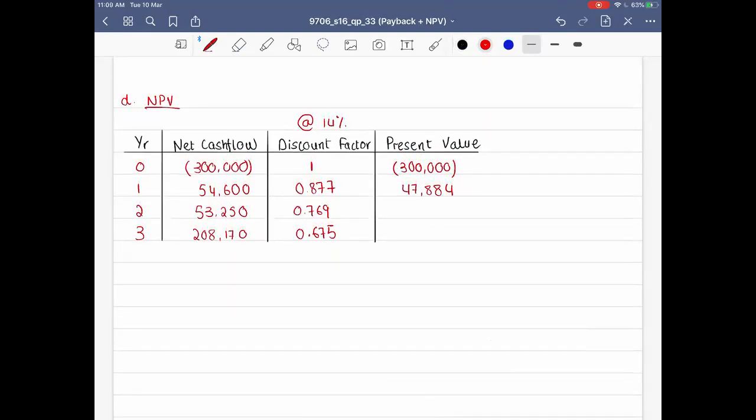The next is 53,250 multiplied by 0.769. That is 40,949. And then 208,170 into 0.675 is 140,515.